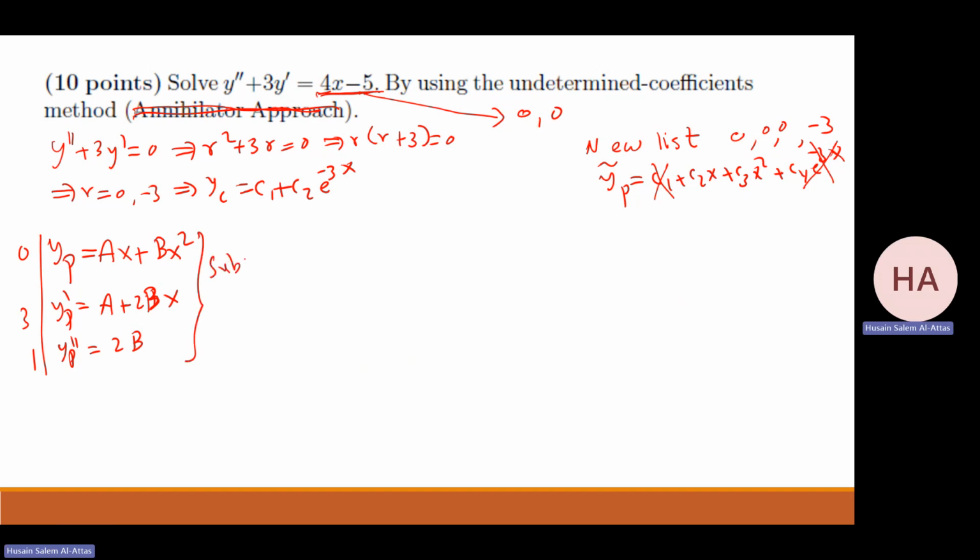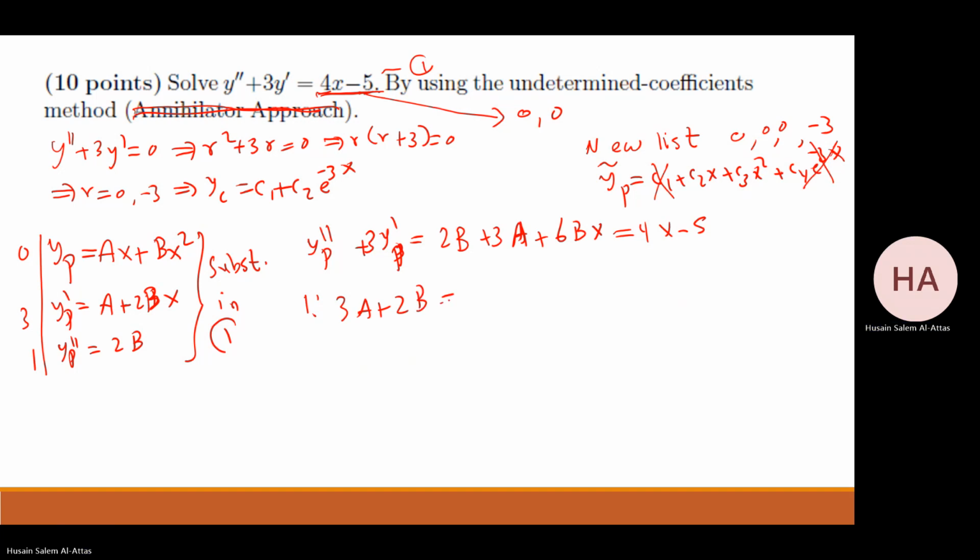Now let's substitute in 1. Let me call this equation 1. What I have, y double prime plus 3y prime, is 2b plus 3a plus 6bx. That should equal 4x minus 5. Now what's the coefficient of 1? I have 3a plus 2b, and that should equal minus 5. What's the coefficient of x? That will be 6b on this side and 4 on the other side. So b equals 2 over 3.